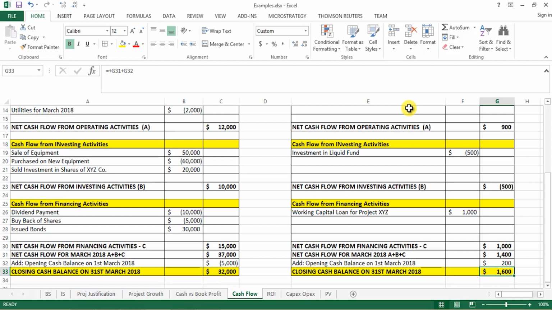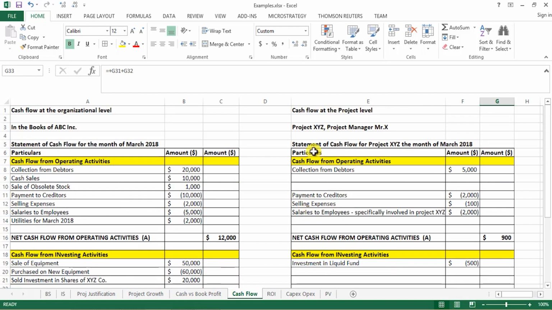So technically speaking, there's no difference in these two on a fundamental level, right? Principles are the same for both of them. The only difference lies in the line items. The one for the organization level is going to be an exclusively detailed one. The one for the project level is going to be relevant only for those items which are incurred for the projects. That's it. So this was all with regard to an example on a cash flow statement. I hope with this you have a thorough idea, a clear-cut idea of how the cash flow statements are prepared, both at the organization level and at your project level also.